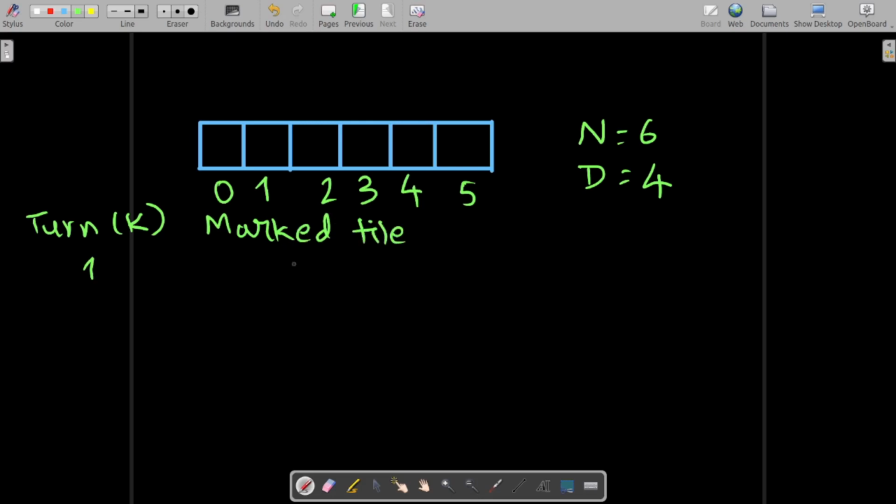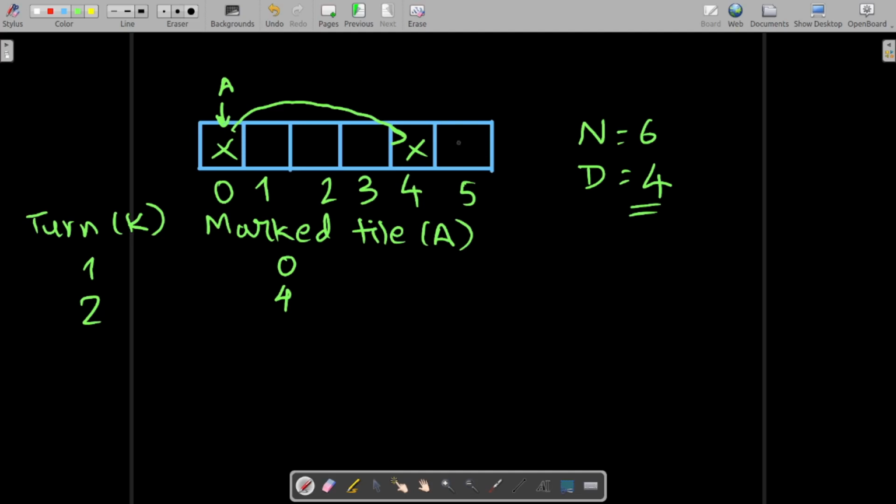So in the first turn, we mark the tile number 0. And this 0 will now become our A, right? So the marked tile is going to be A, just the previous one that we marked. Now what we do is that we move the displacement times forward. That means we marked 0, now we go ahead and mark the fourth square. So in turn 2, we mark the square that is numbered 4.